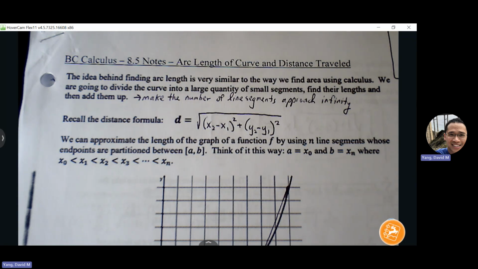And we know that the distance between 2 points is given by that distance formula, right? Square root of x sub 2 minus x sub 1 squared plus y sub 2 minus y sub 1 squared.